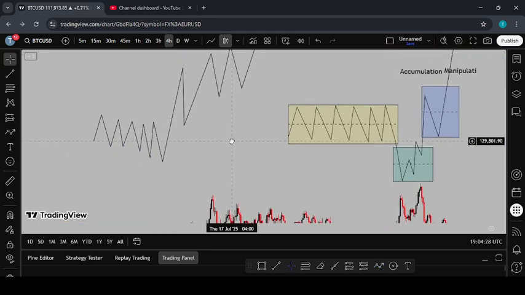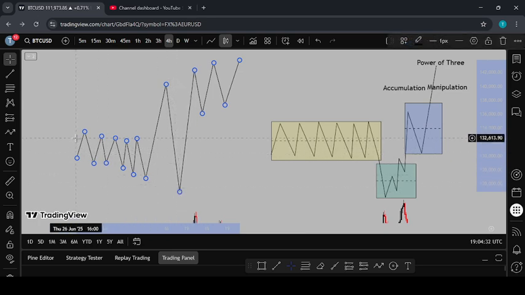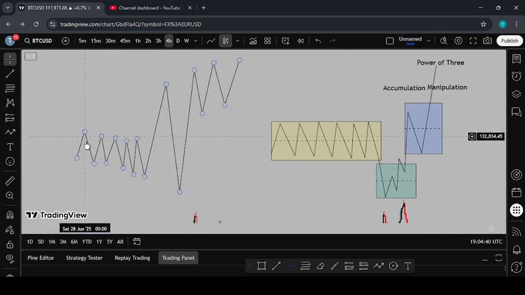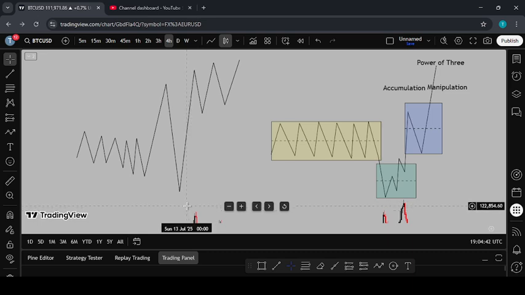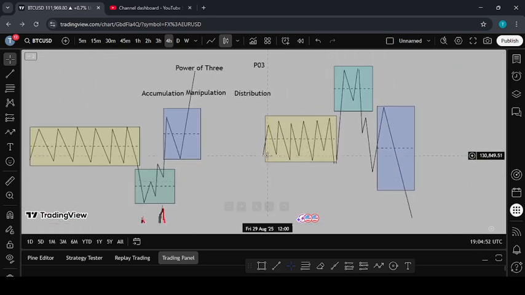So what makes it a power of 3 move? When you see the manipulation move complete, you need to see a sweep above and below this region, right? Above and below. Let there be that move. Then you now know that, oh, accumulation and manipulation has occurred. You'll be looking to catch a continuation to the downside for the distribution move, right? On the distribution stage. So you would see accumulation first, manipulation, then you want to catch your trade during what?